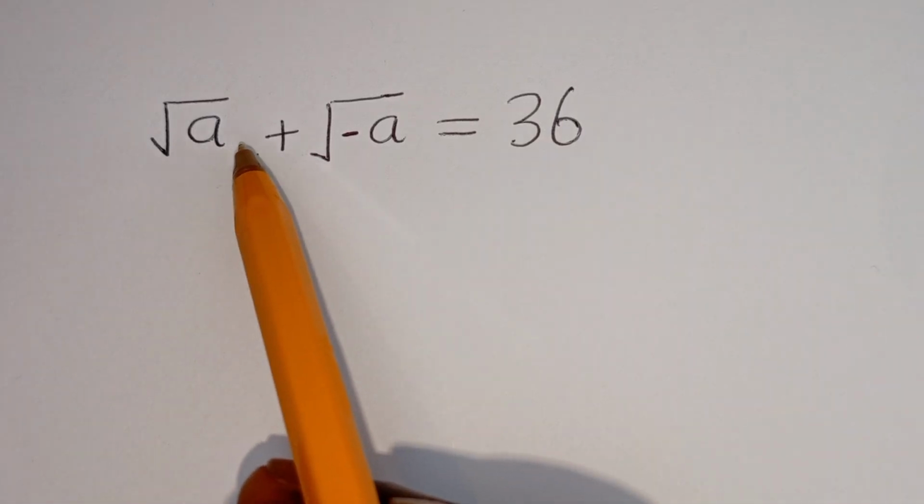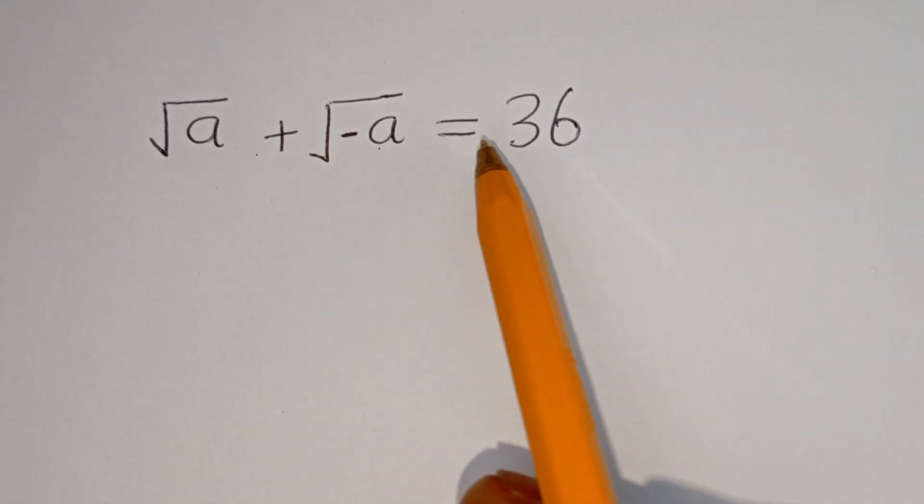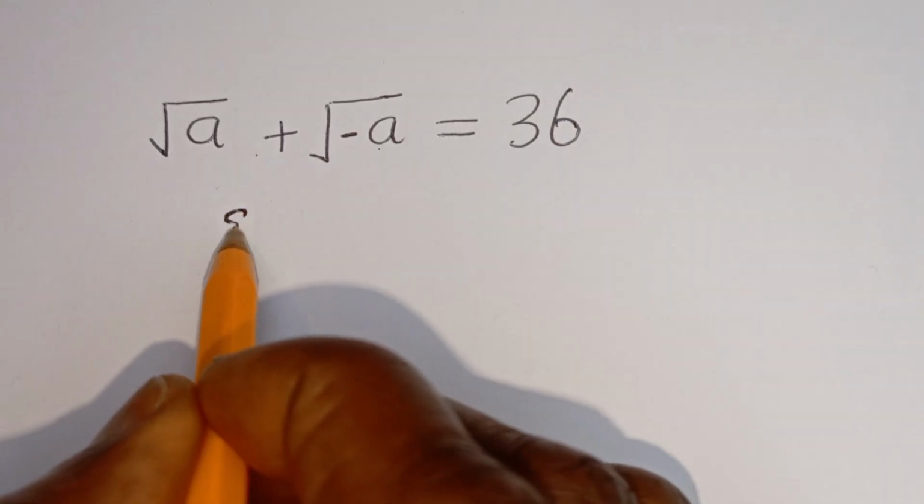Hello, how to solve for a in this equation? Square root of a plus square root of minus a is equal to 36. Solution.